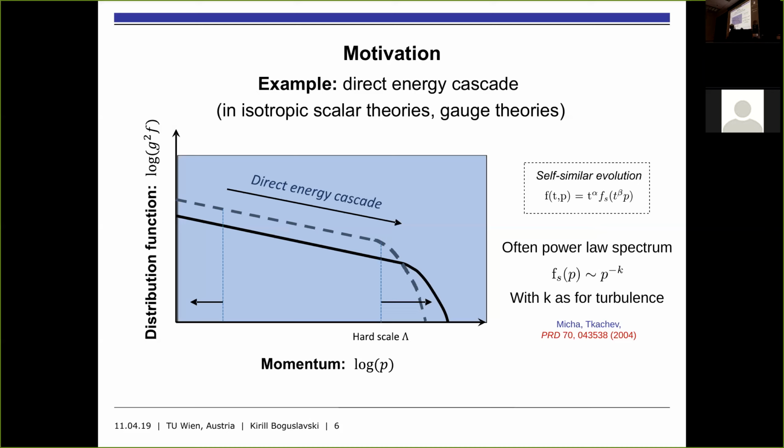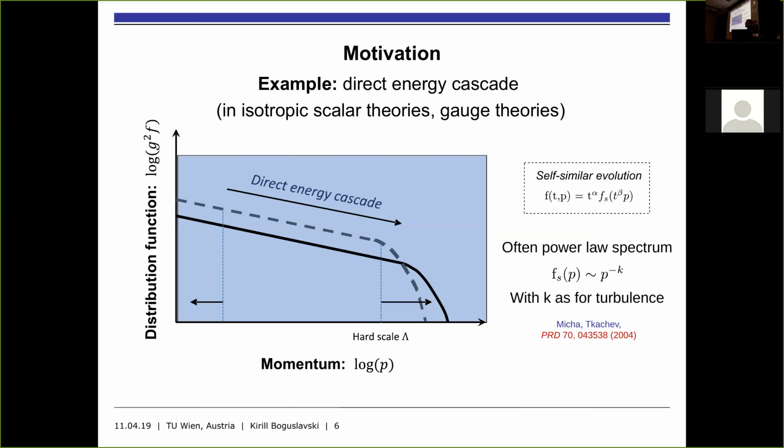And at some point, so you have usually power laws. So this is now a direct energy cascade. I will also show you the example when you have an inverse cascade, and then the power law will be basically here, and this will be something that is connected to this kind of thing.